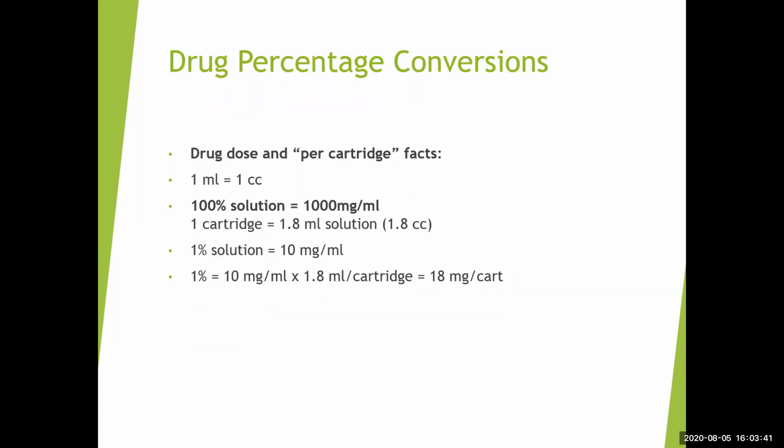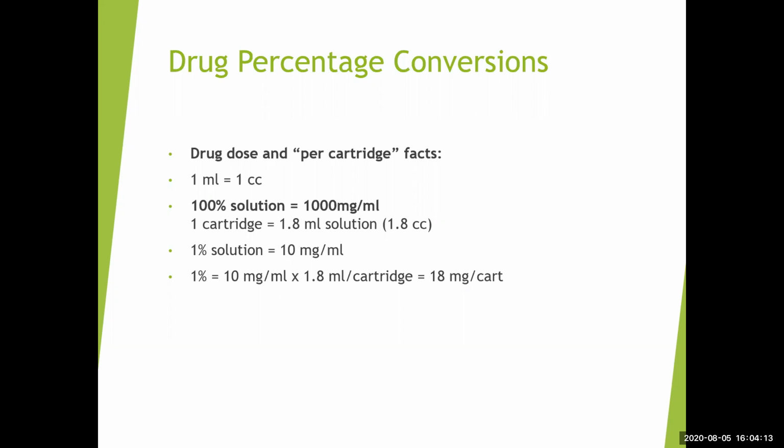Okay, so drug percentage conversions, your book just points out that 1 milliliter equals 1 cc. We never really express any of our values in cc's, but just keep in mind that 1 milliliter does equal 1 cc. And then 100% of solution will equal 100 milligrams per milliliter, and we'll see why that's important in the next few slides. 1 cartridge of local anesthetic solution will contain 1.8 milliliters of solution.